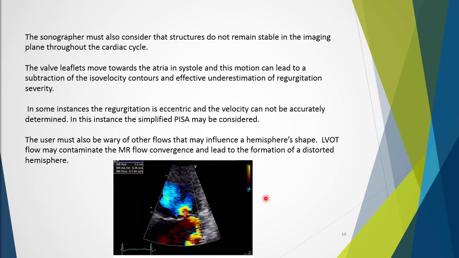In this example here, we've got a flail involving the anterior leaflet of the mitral valve, and we can see that the wall-hugging jet hits and rolls around. We can still measure a hemisphere, but the difficulty may be in actually getting the correct alignment for the Doppler signal there.